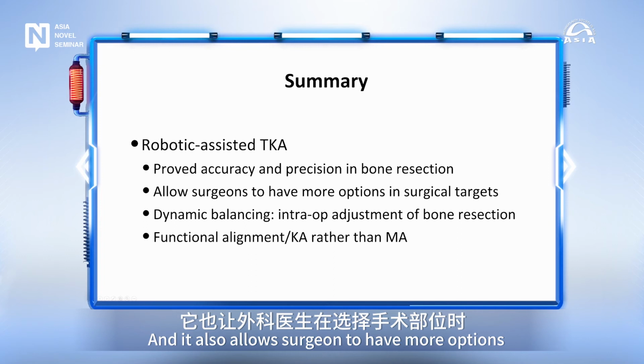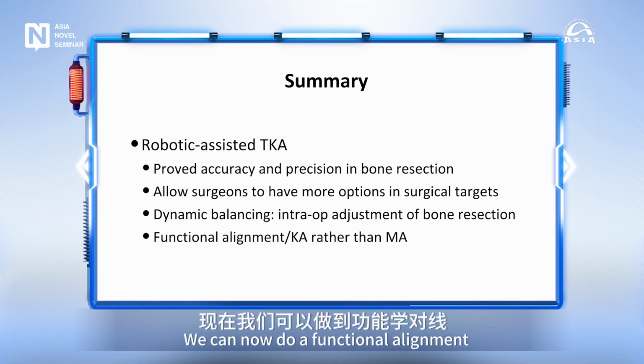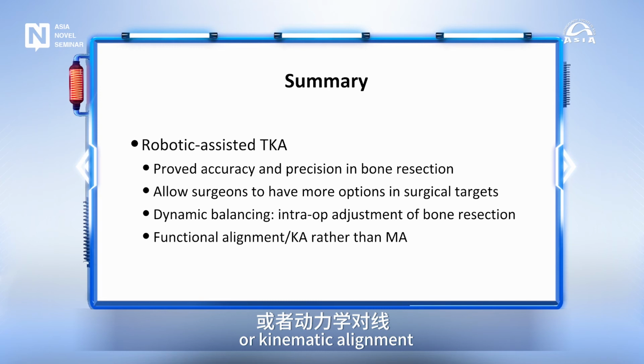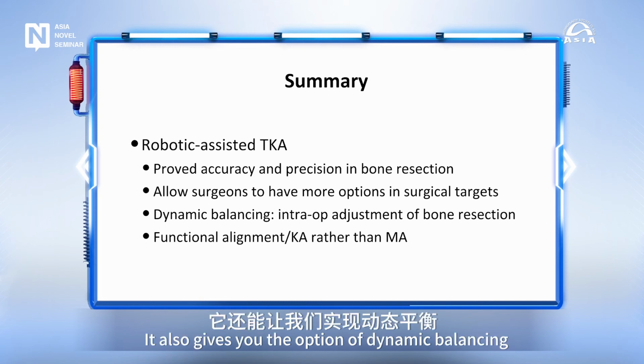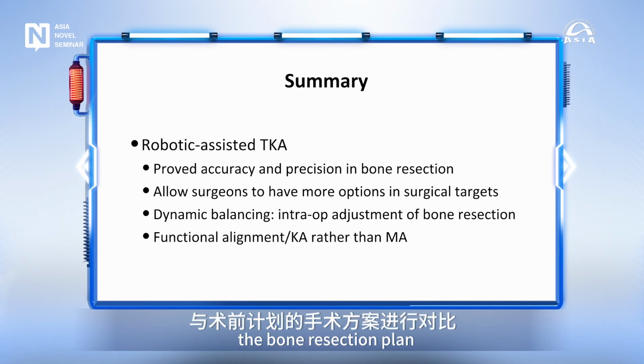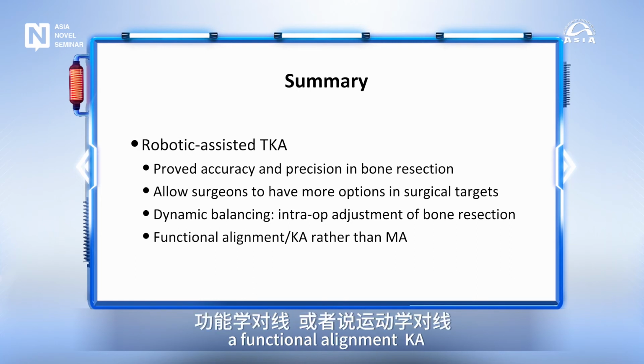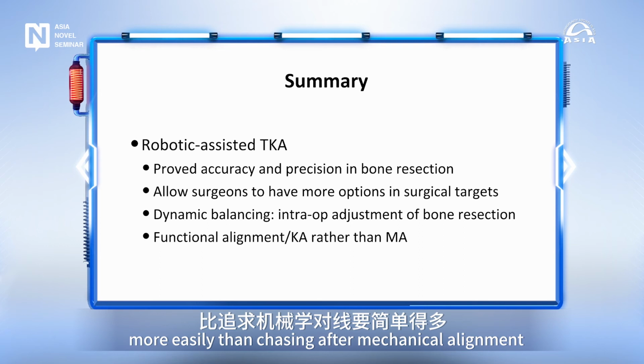And it also allows the surgeon to have more options in the surgical targets. So we do not have to chase after mechanical alignment. We can now do a functional alignment or kinematic alignment. It also gives you the option of dynamic balancing, so we can intraoperatively adjust a bone resection plan compared to the pre-op plan. And finally, we can achieve a functional alignment, KA, more easily than chasing after mechanical alignment.